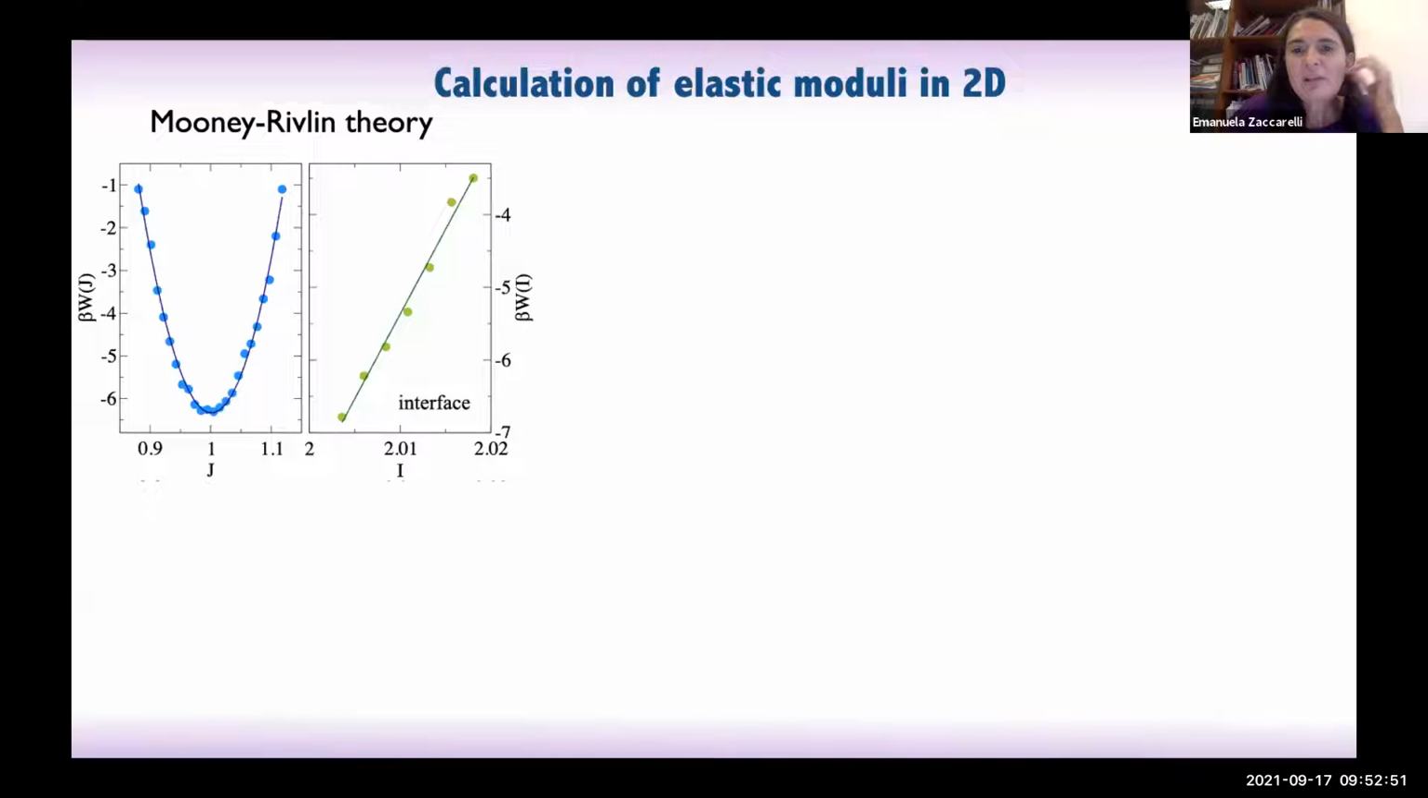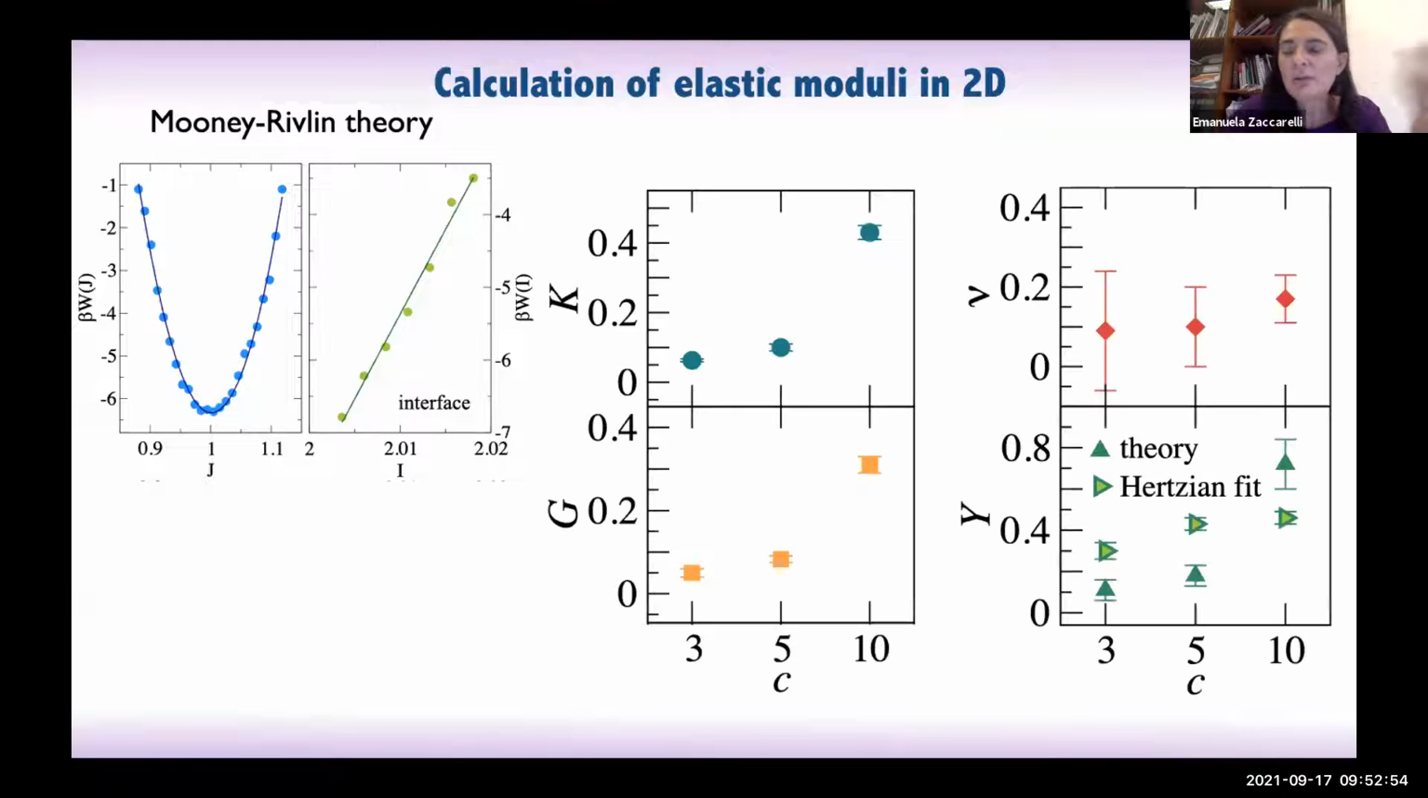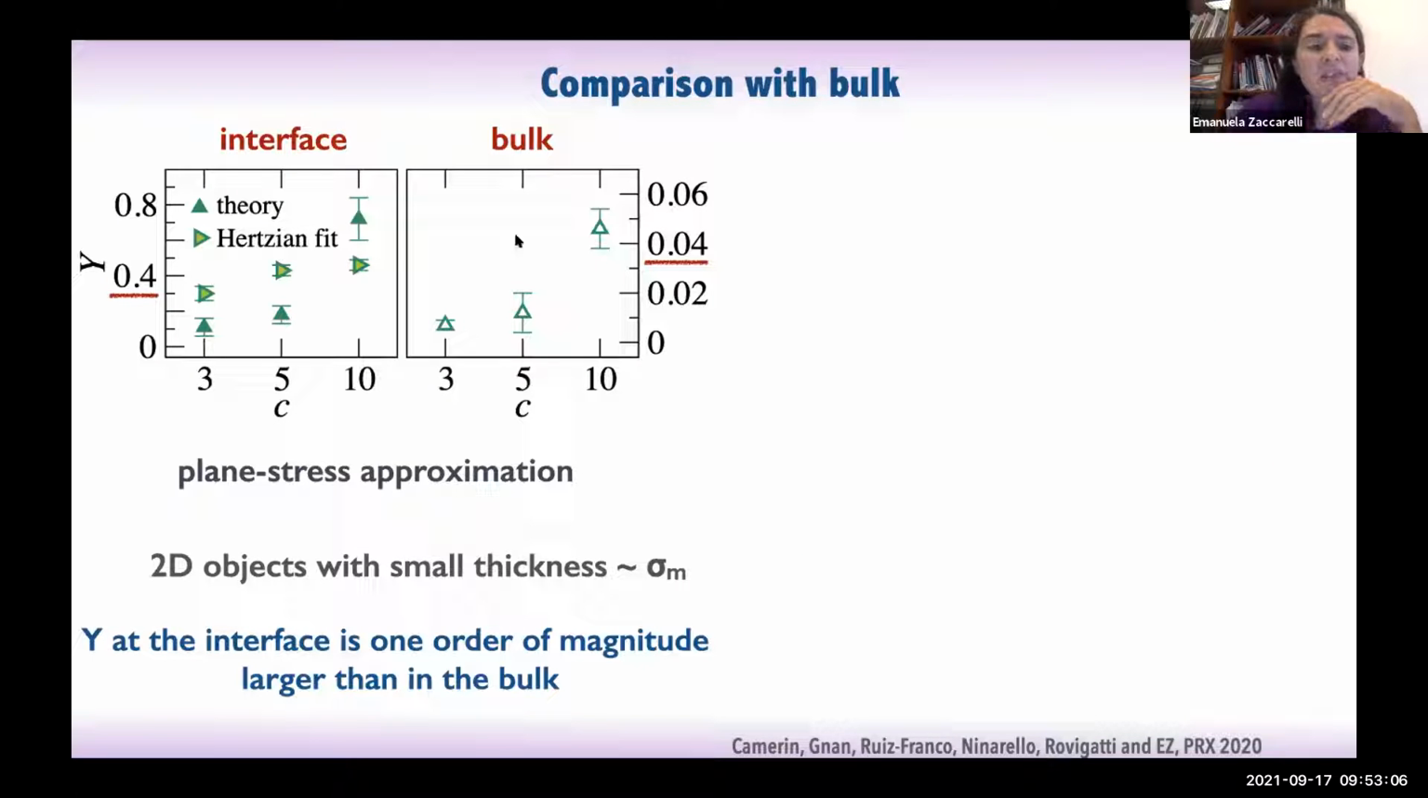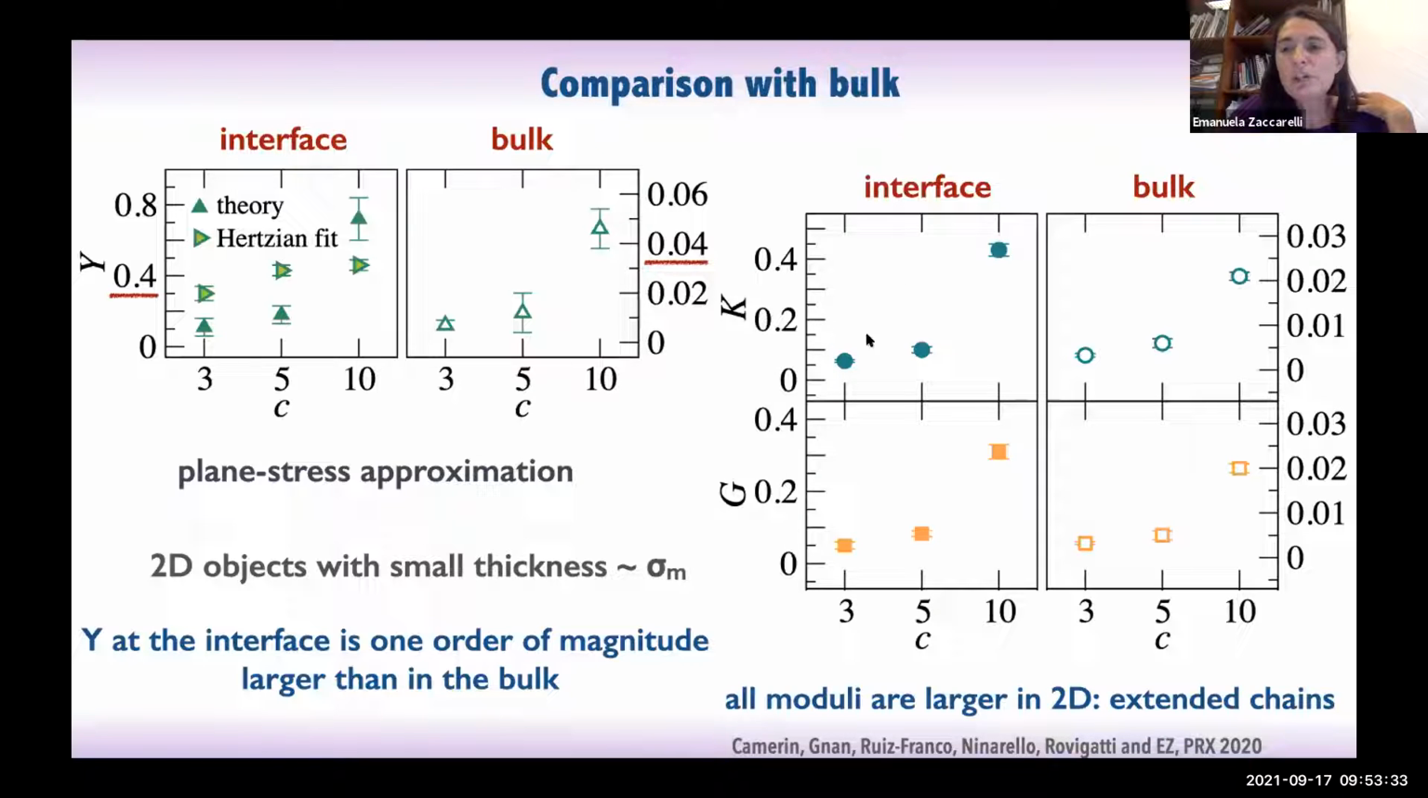So we also did the elastic moduli calculation, which can be done also in 2D. I won't go into the details, but basically we could see that the Young modulus that we got directly from the Hertzian fit is compatible with the one from the theory. And the nice result is that if you compare the moduli of the same microgel in bulk and at the interface, within the plane stress approximation, so assuming that your microgel at the interface is a 2D object with a given small thickness, what we find is that the Young modulus at the interface is more than one order of magnitude larger than in the bulk. And not only the Young modulus, but also K and G.